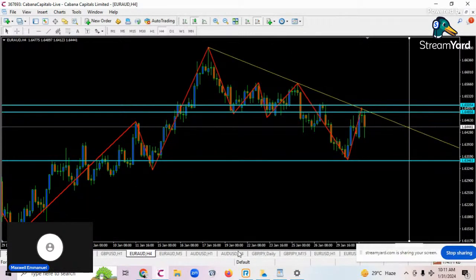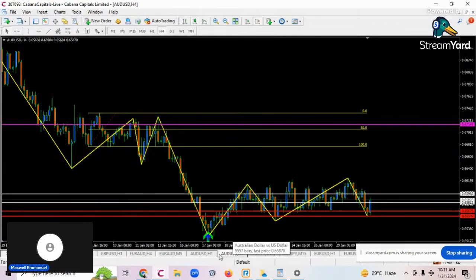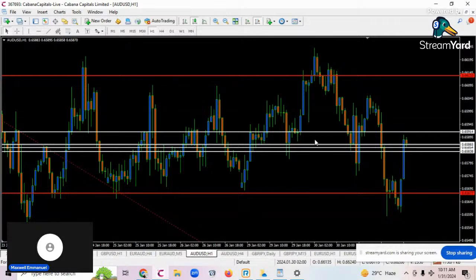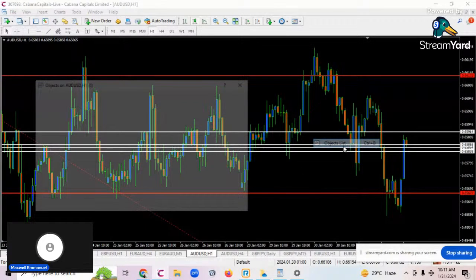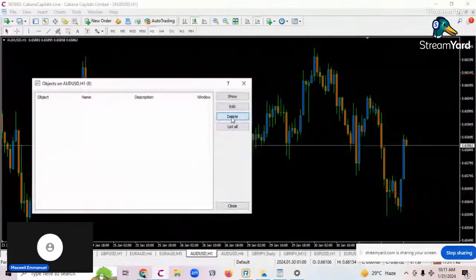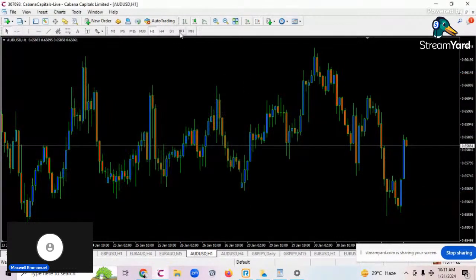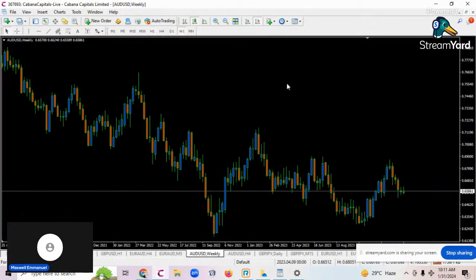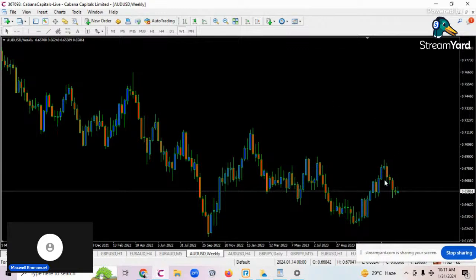Let's look at Australian dollar USD. What do we have on Australian dollar USD? You can see it has been ranging for some time. Last week's candle closed as a spinning bottom.